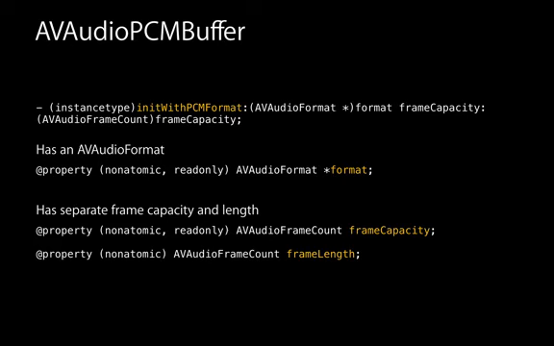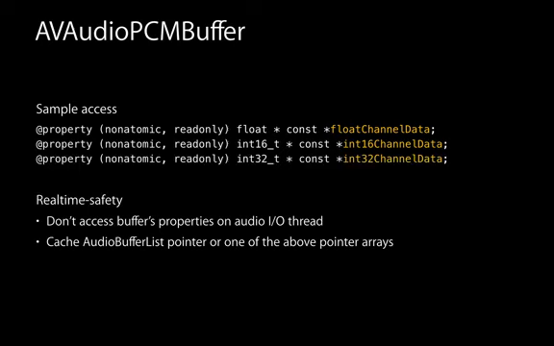And unlike audio buffer list, which has a simple byte size for every buffer, here we've separated the concepts of capacity and length. So there's the fixed capacity it was created with, and the frame length, which expresses the number of currently valid frames in the buffer. Some more methods here. To get to the underlying samples, we provide these simple type-safe accessors.